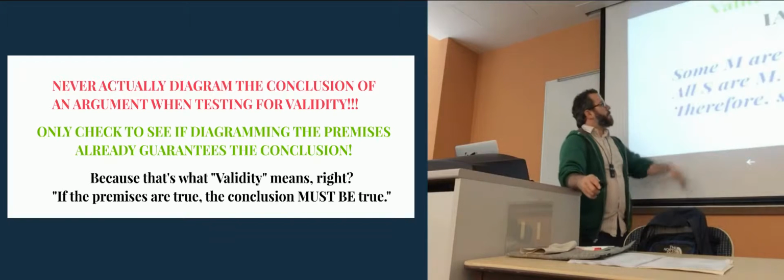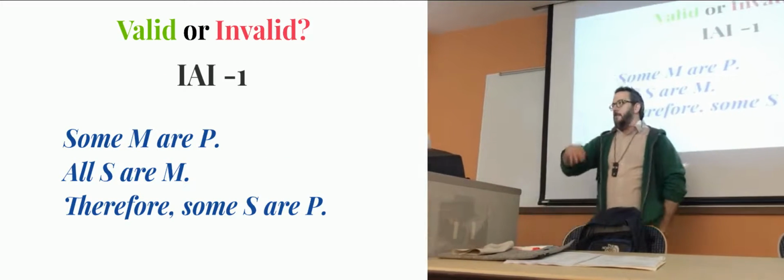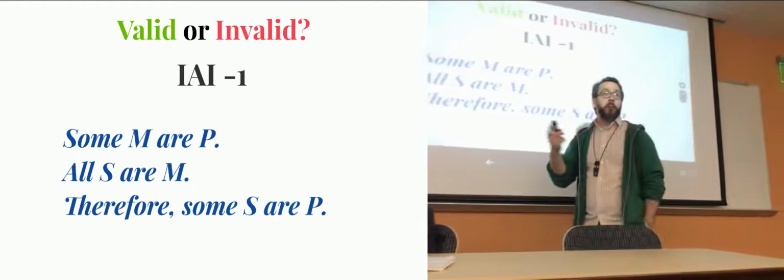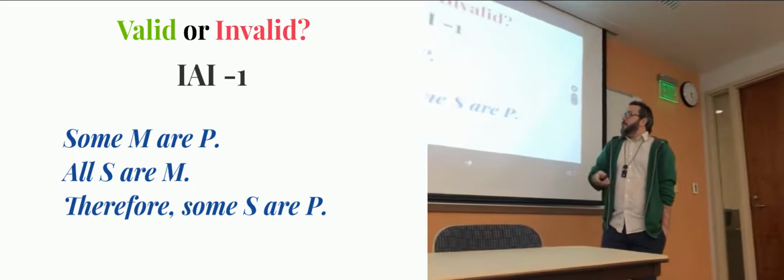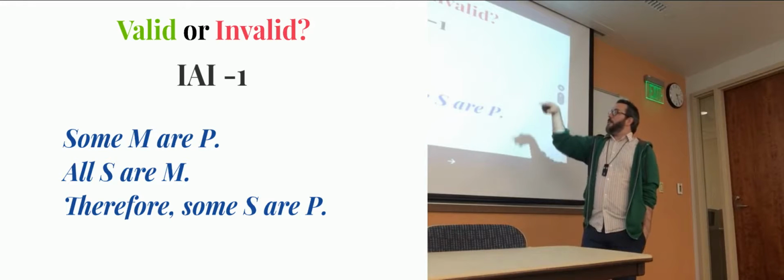Let's try some of these. IAI1. If you want to be the sort of person that reads the end of the book before you read the whole book, you can go ahead and check on the chart to see if IAI1 is valid or not. If you want to do it more, the more surprising and educational way, we'll look that up after.